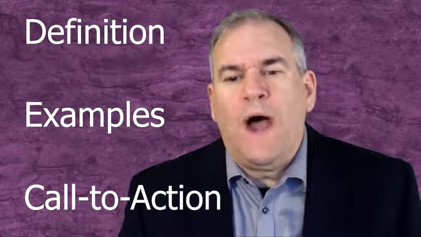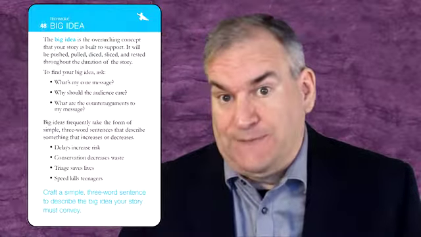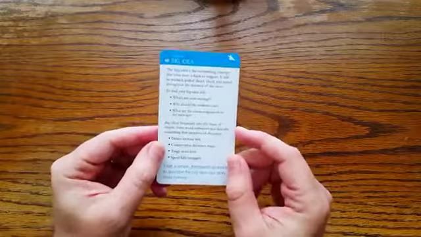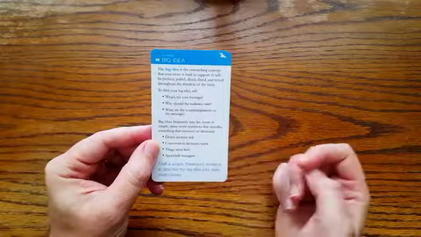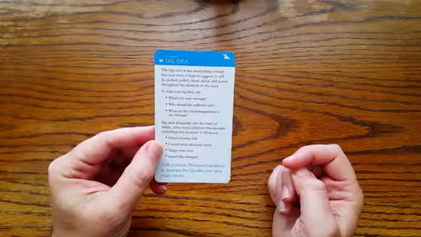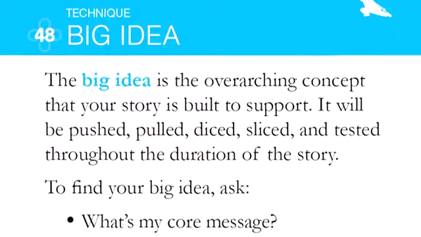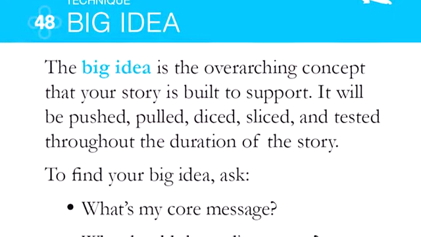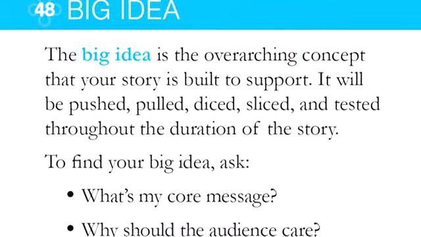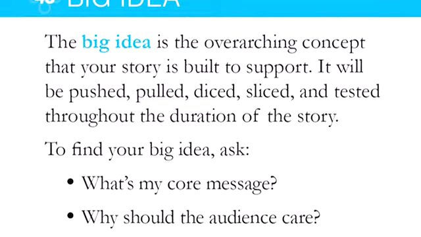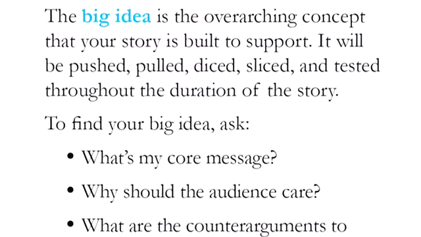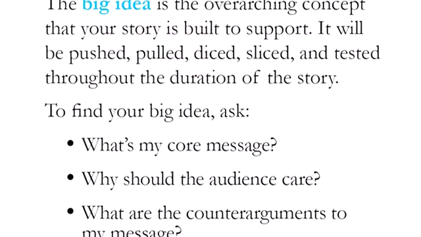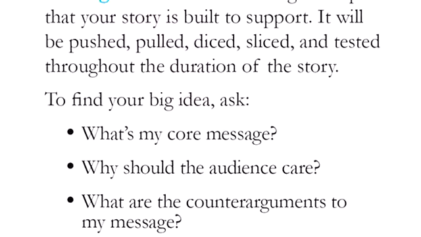Now let's look at this one card, the Big Idea card. Notice that it has the 3 sections, a definition, examples, and a call to action. Let's read the card. So for the definition, it says, the big idea is the overarching concept that your story is built to support. It will be pushed, pulled, diced, sliced, and tested throughout the duration of your story. To find your big idea, ask, what's my core message? Why should the audience care? What are the counter arguments to my message?